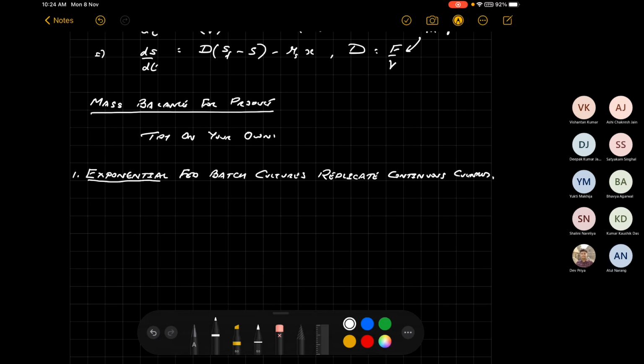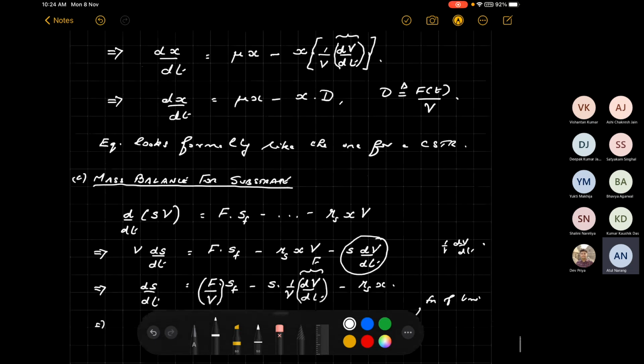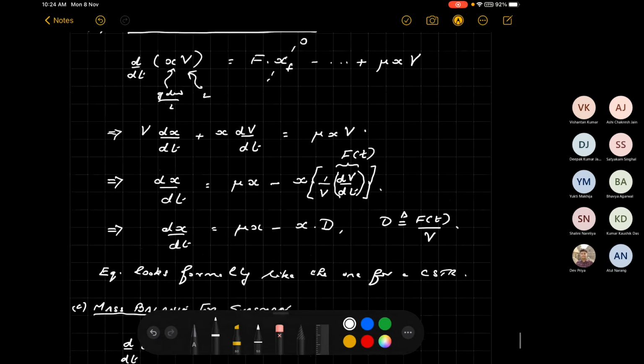So what do I mean by that? Now, coming back to this equation, say take the first one. This is, keep in mind, 1 over V dV/dt.